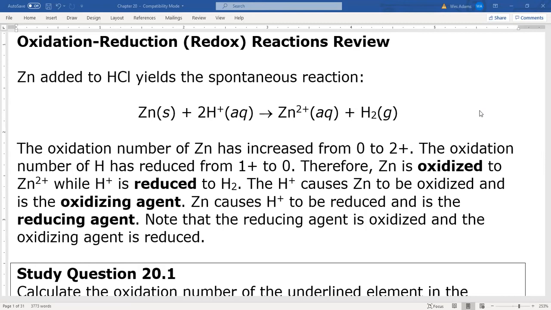Notice, moving on number lines, if you're going from more negative to 0 or positive, you're talking about oxidation. If you're going from positive to less positive or to negative, then you're talking about reduction. Now, since H+ causes the zinc to be oxidized, it's considered the oxidizing agent. And since zinc causes the H+ to be reduced, it's considered the reducing agent. Note that the reducing agent is oxidized and the oxidizing agent is reduced. Again, look at chapter 4 for a more detailed review than that.